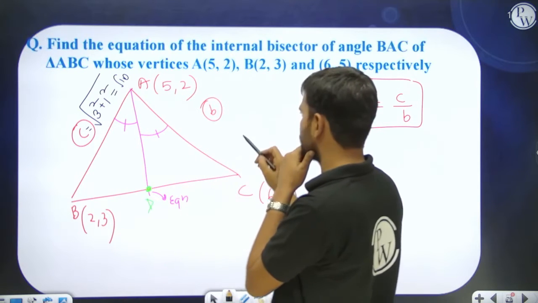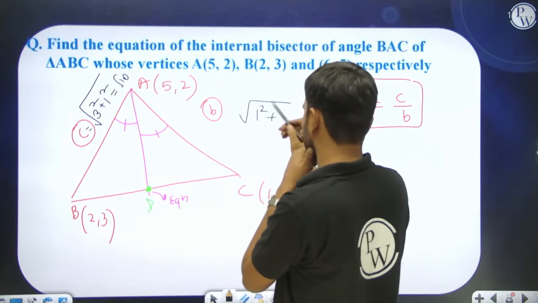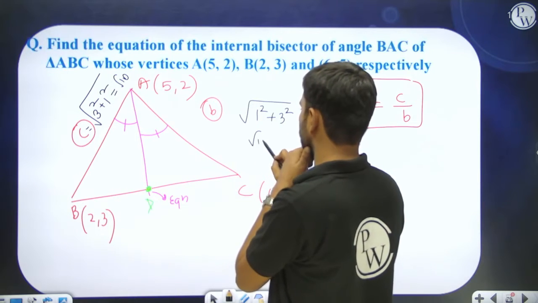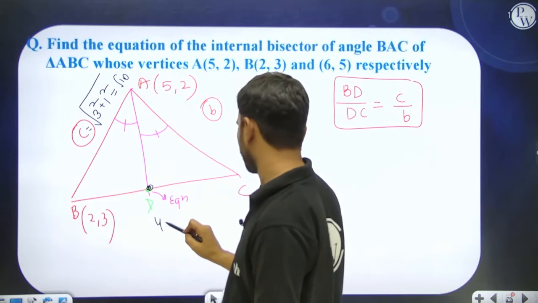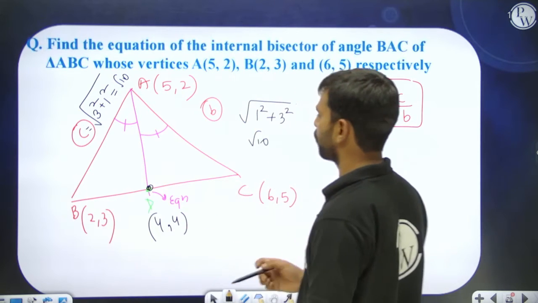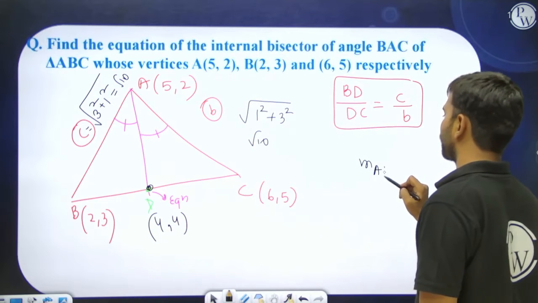And if we talk about this, then this is going to be under root 1 square plus 3 square. So this is also root 10. So midpoint only. So I think this is going to be how much? This is going to be 4, 4. So if this is 4, 4, then the slope of AD you're going to have quite comfortably.